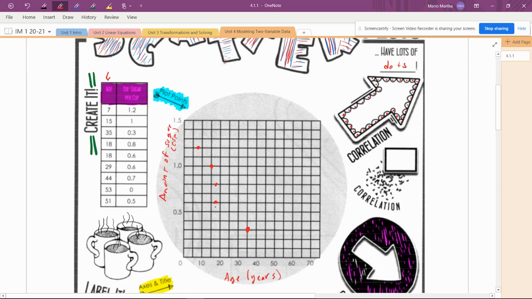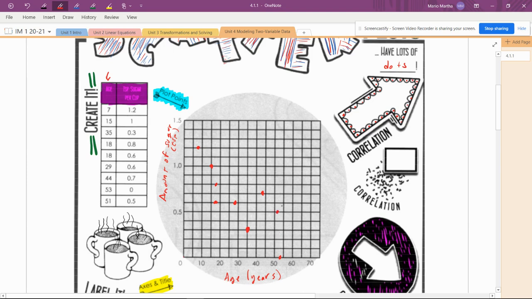And then the next one is 29 and 0.6. So 29 and 0.6 is right there. And then 44.7. 44.7 would be about right there. And then 53.0 is down here. And then finally 51 and 0.5. So 51 and 0.5.